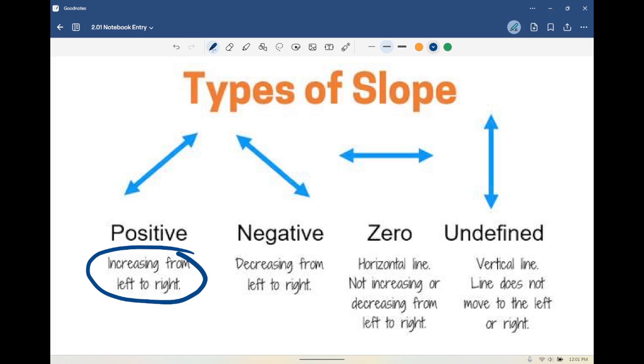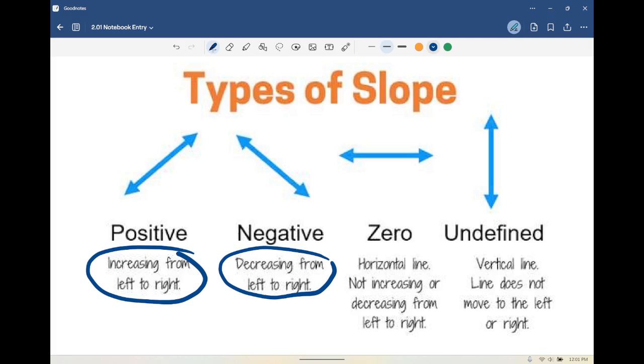For negative, how do we know that it's negative? What does it say right underneath, Michael? Decreasing from left to right. And so as we go, again, from left to right, notice it's always from left to right. The line just goes down.